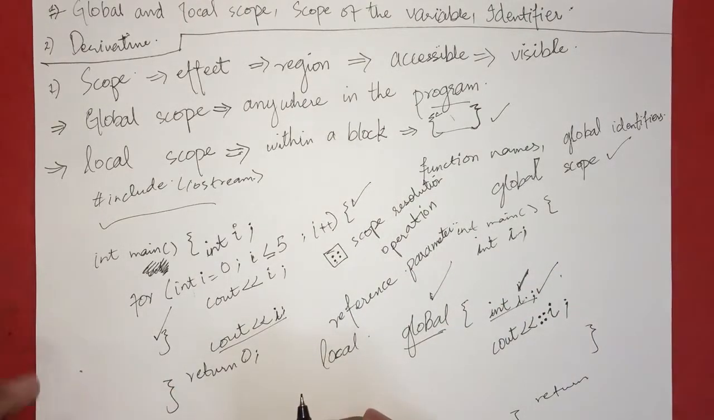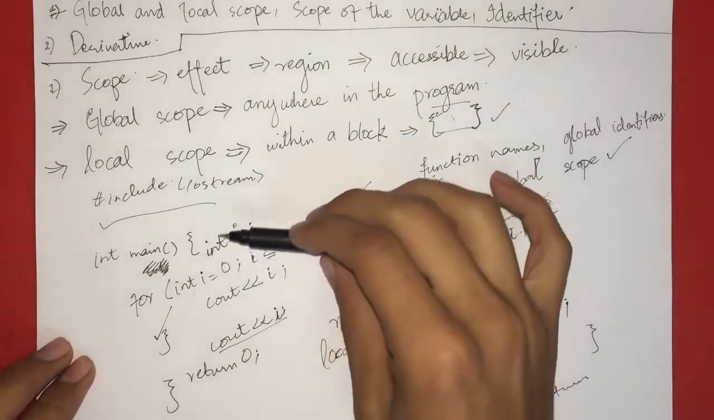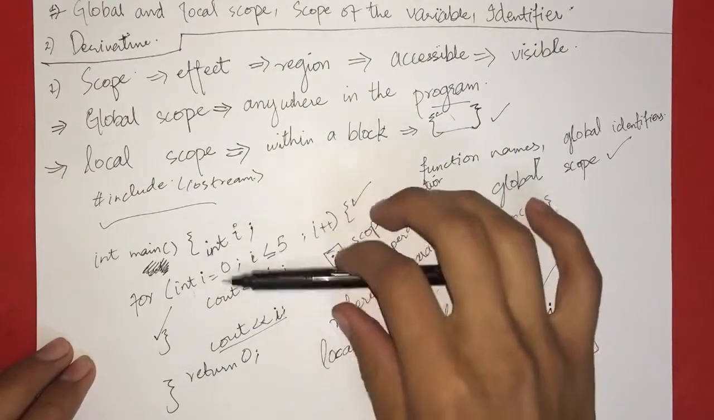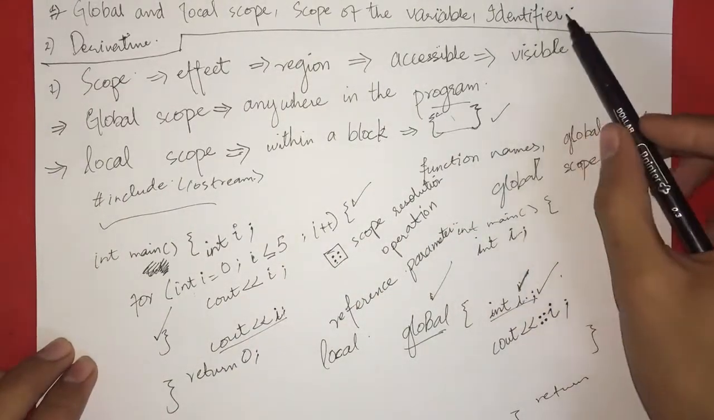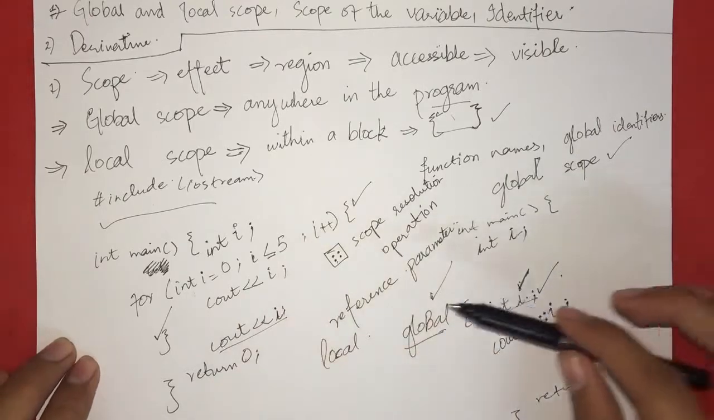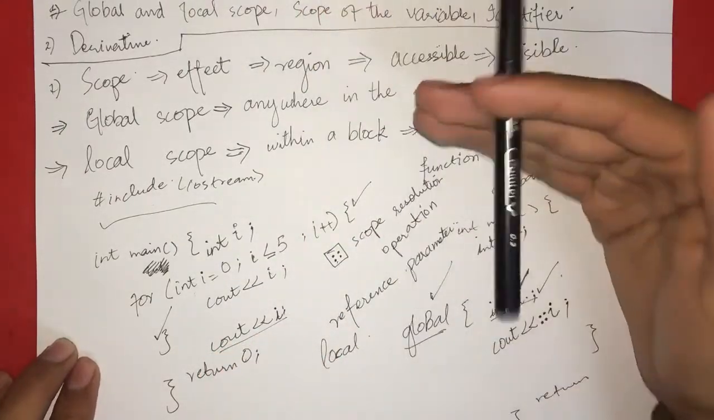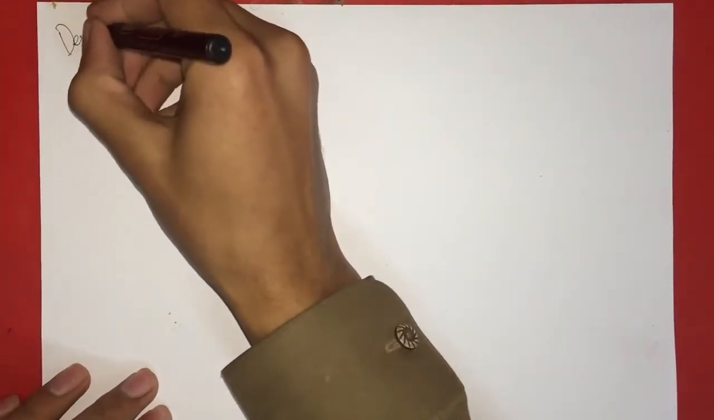And this identifier concept also applies to your functions. A function also has a local and global scope, like variables. A function is also an identifier. So now we are done with global and local identifiers. Now let's jump right into our derivative.